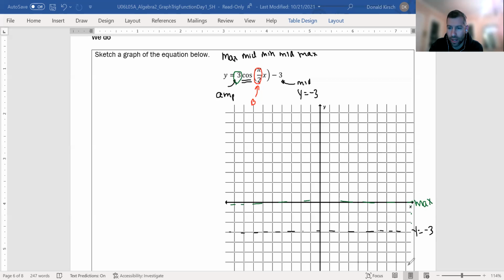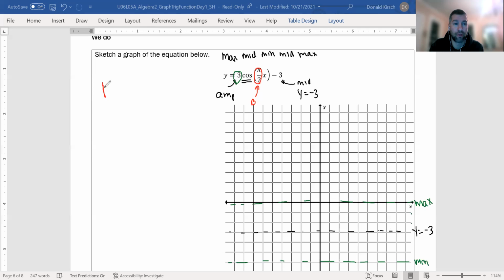But remember, we got to go down 3 as well. I say that because a lot of people will just go in one direction. Make sure your middle's in the middle, that you have a maximum and a minimum. And so we could start plotting our points again and put our scale down there, but our scale is going to change because of our period.